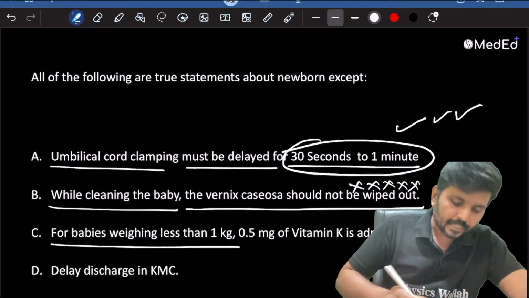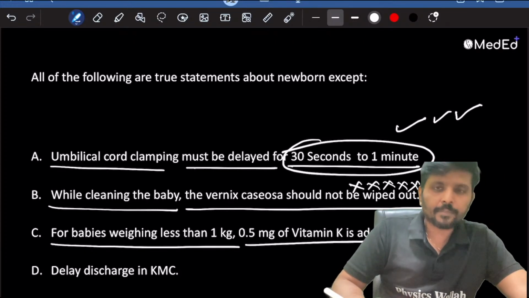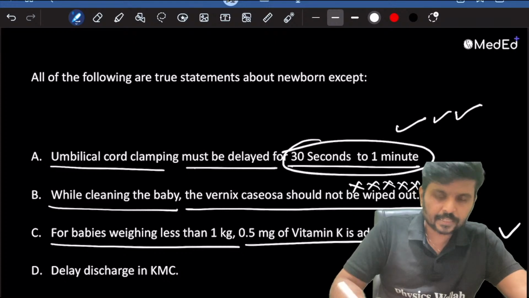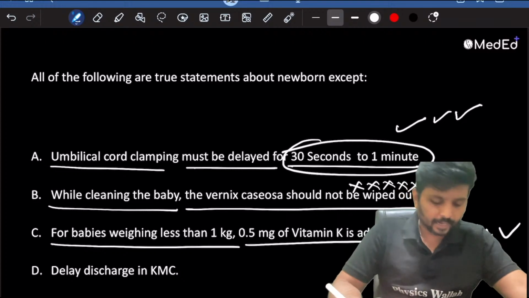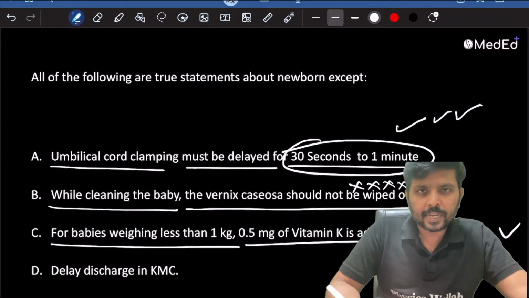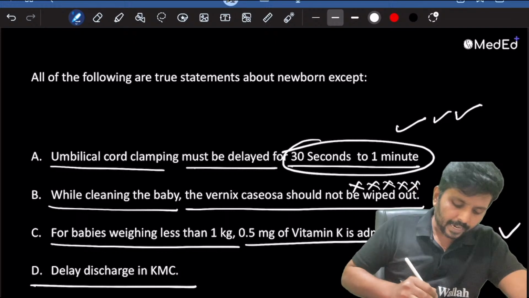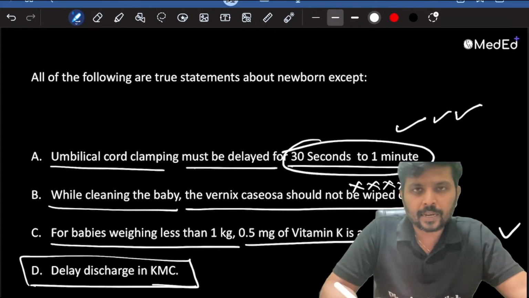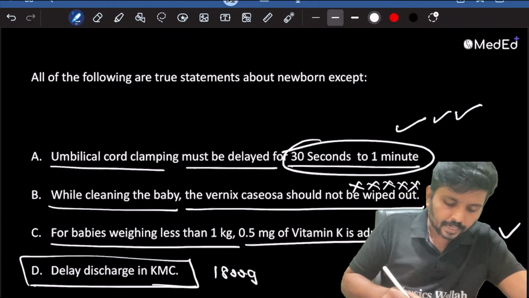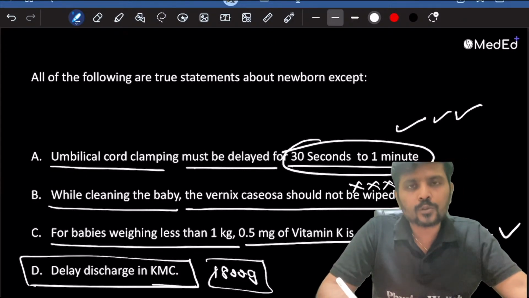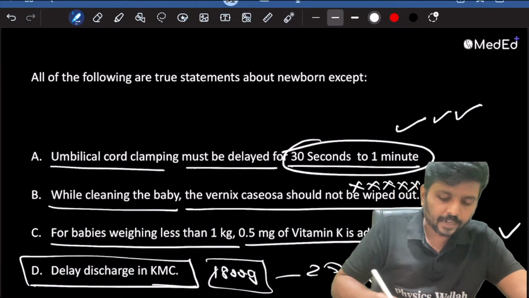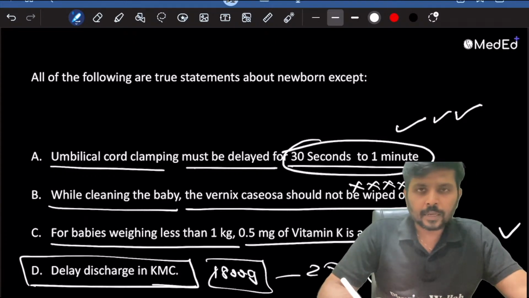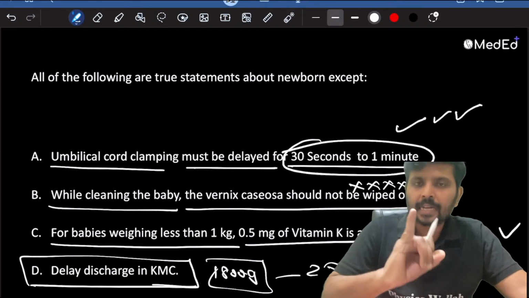For babies weighing less than 1 kg, 0.5 milligram of vitamin K is administered. The answer is yes. Less than 1000 grams, 0.5 milligram; more than 1000 grams, 1 milligram. Intramuscular, because vitamin K is deficient. Delayed discharge in KMC. What is meant by KMC? Kangaroo mother care. Remember, kangaroo mother care can be started as soon as the child attains 1800 grams of birth weight, and it can be continued till 2500 grams. But remember, the purpose of kangaroo mother care is as early as possible.